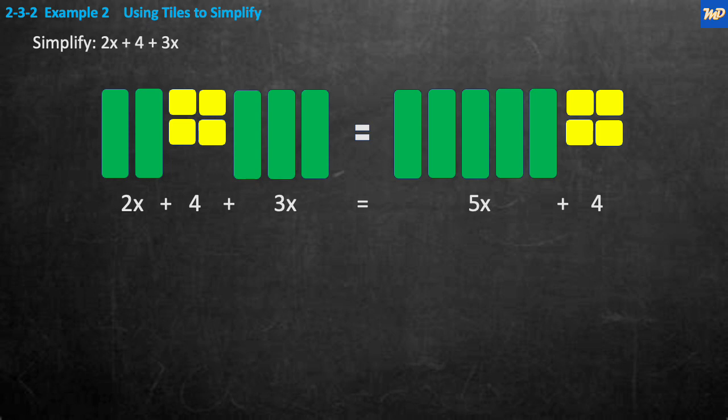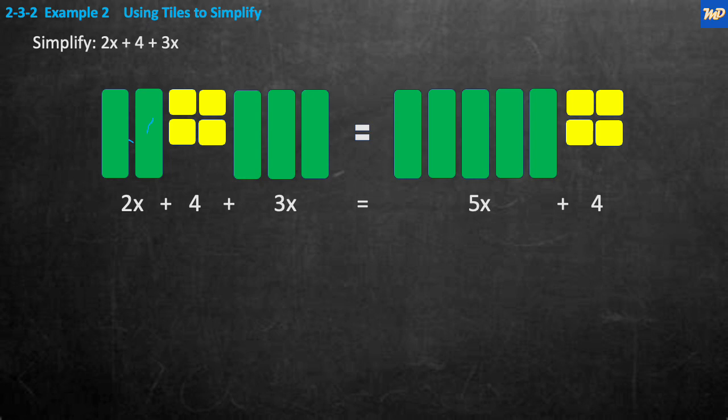Okay, example 2, we're going to use some tiles to simplify this term. So simplify the term 2x plus 4 plus 3x. Well, we just look at that. We see like terms. We see a constant, some coefficients. So let's look at what that turns out to be here. So we have a 2x. So I'm going to go back and change this to red. So we have the 2x right here.